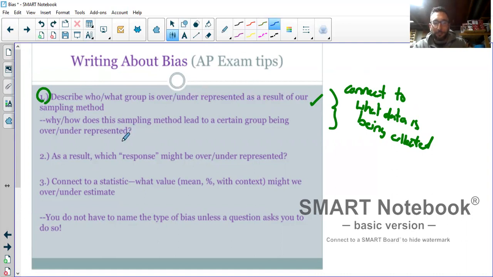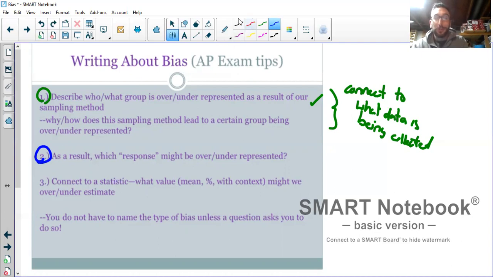We then want to take that a step further and specifically state which response is going to be over or underrepresented, right? So maybe I do a convenient sample. I just ask the front of the plane. So I way overrepresent first class. As a result, I think I'm going to see people saying, yes, this was a satisfactory flight. Might be overrepresented, right? Because they were comfy up in those first class seats. I mean, I don't know. I can't fly first class.